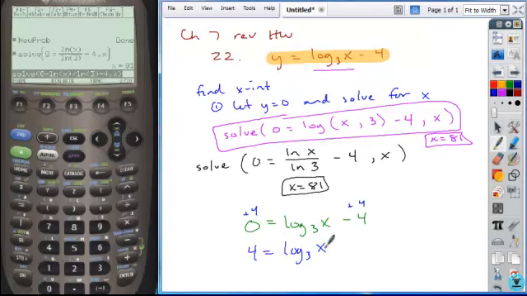And now once you get the log completely isolated, all you need to do is rewrite this in its exponential form, and that'll get x outside of this log. So if we take the base of the log, that becomes the base of our exponent, to the power of whatever's on the other side is equal to whatever's inside the log, which is just the x. So x equals 3 to the 4th, which is 81. So you can do it either of those ways to answer the question.